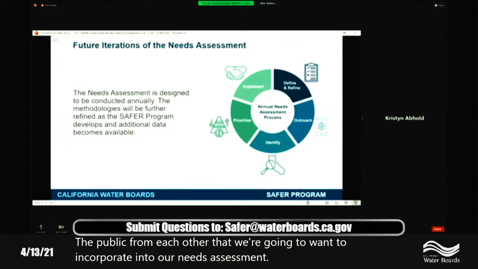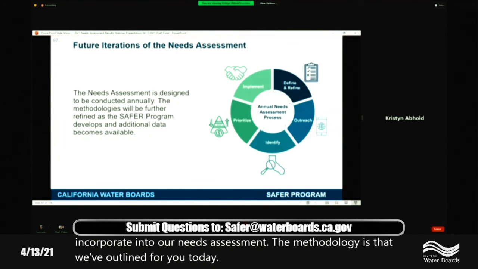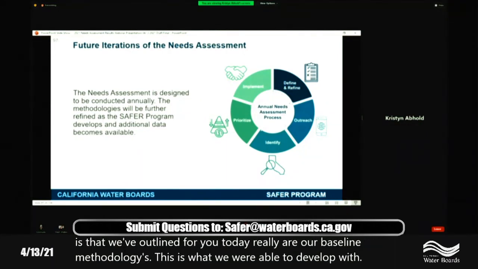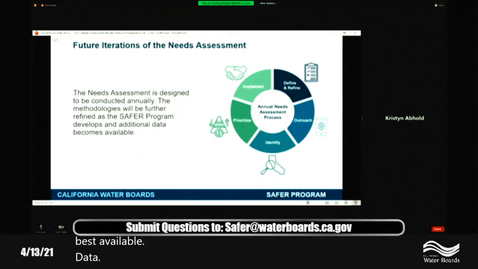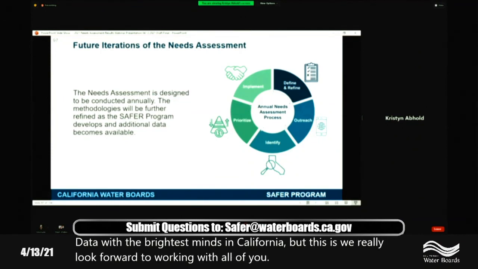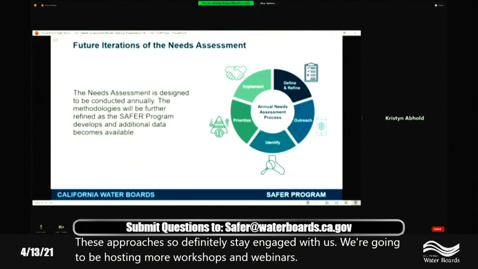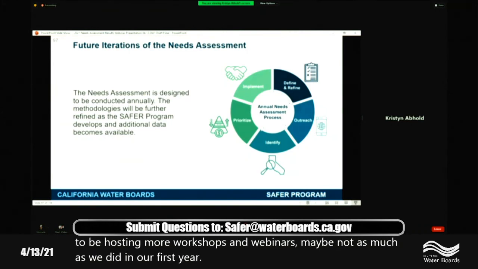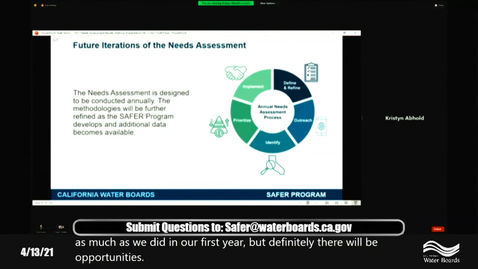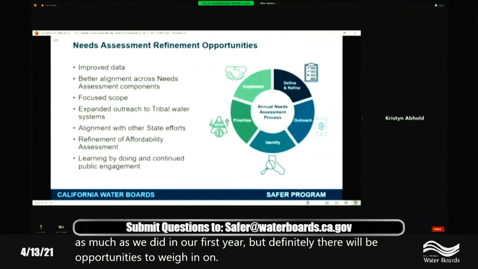The methodologies that we've outlined for you today really are our baseline methodologies. This is what we were able to develop with our best available data, with the brightest minds in California. But we really look forward to working with all of you as we implement the program to talk about how to refine these approaches. So definitely stay engaged with us. We're going to be hosting more workshops and webinars, maybe not as much as we did in our first year, but definitely there will be opportunities to weigh in on our refinement process.